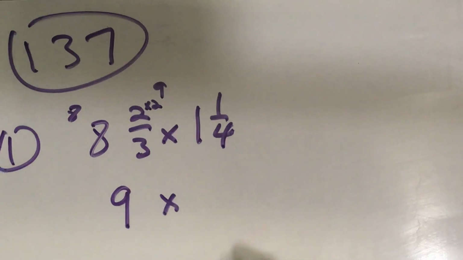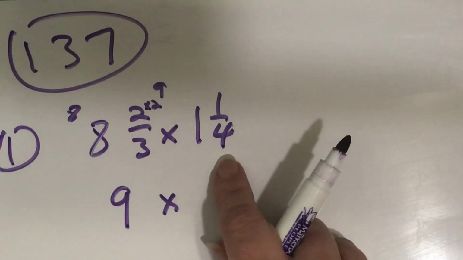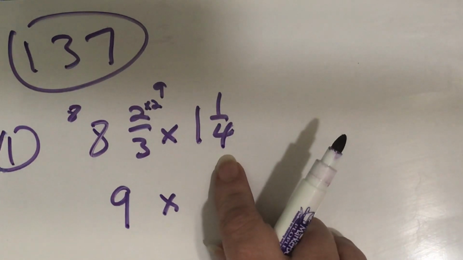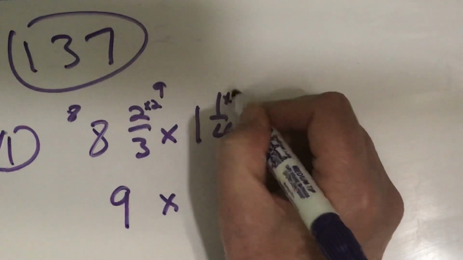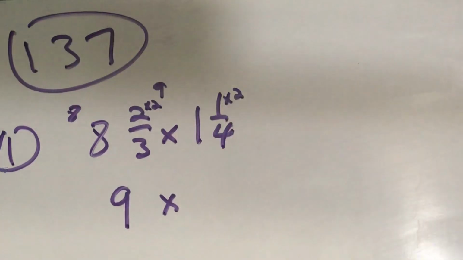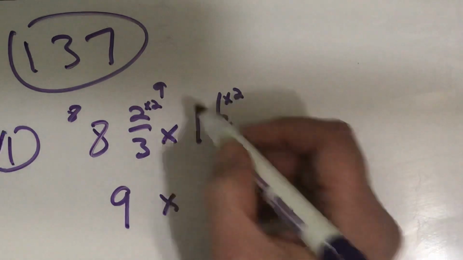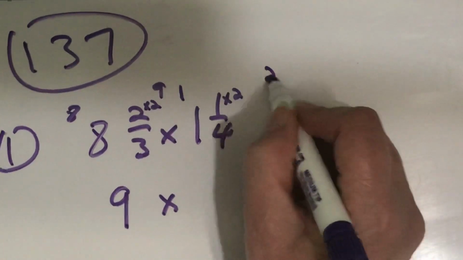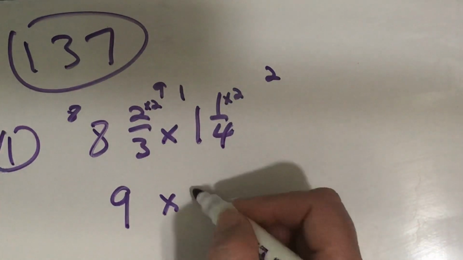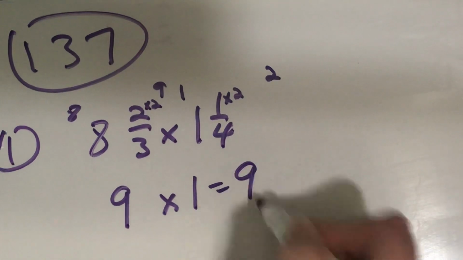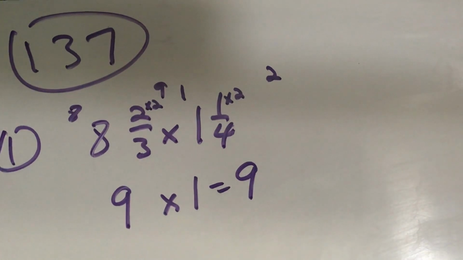And 1 1/4, I know that 1 1/4 is less than half because I know that 2/4 is half. And I can check it by saying 1 times 2 is 2, which is less than 4. 1 1/4 is between 1 and 2. It's going to round down to 1. So 9 times 1 equals 9. All right, let's look at number 2.